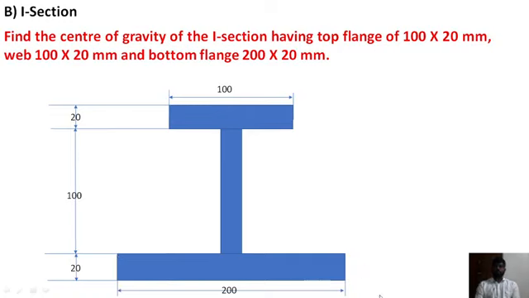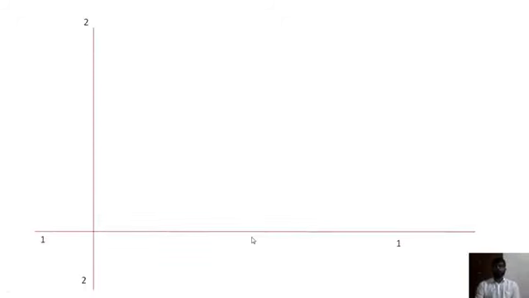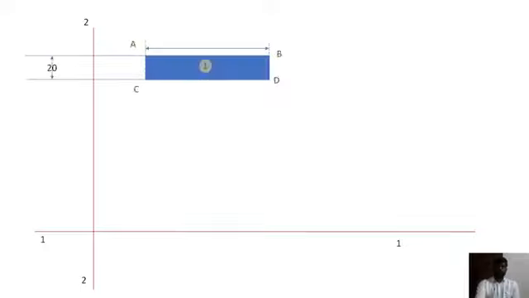The I section is also symmetric about the y axis. Here we are going to find out all the values step by step. So this is the axis of reference. 1 1 is nothing but xx and 2 2 is nothing but yy. In the I section we are going to split it into 3 rectangles.